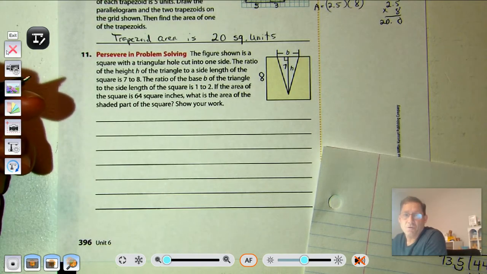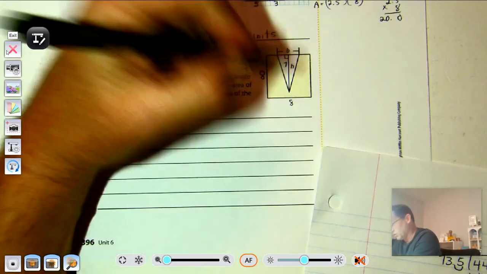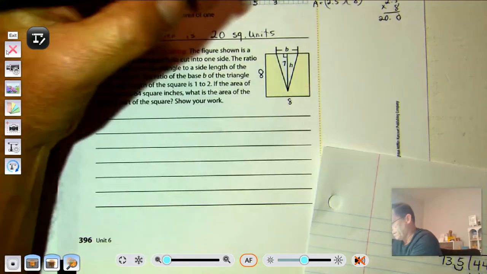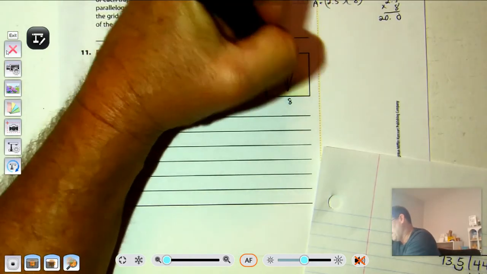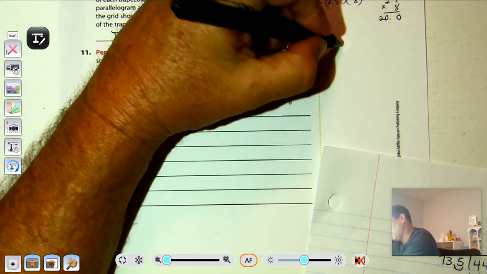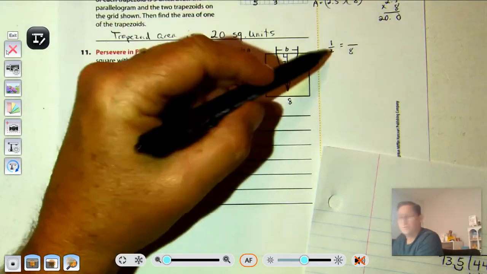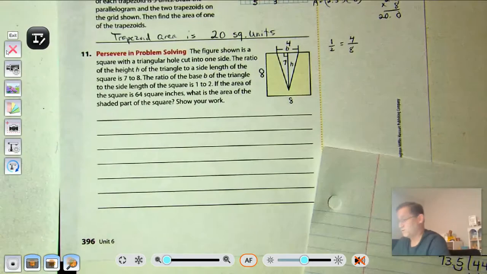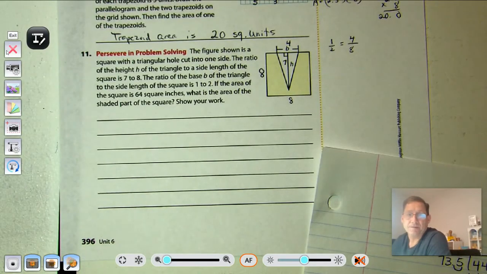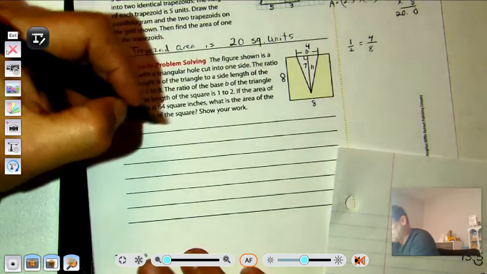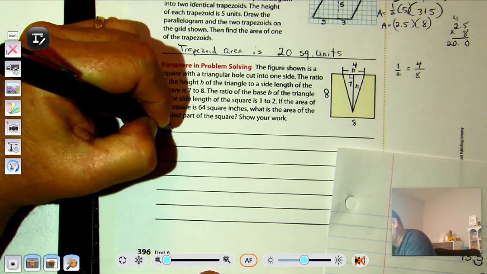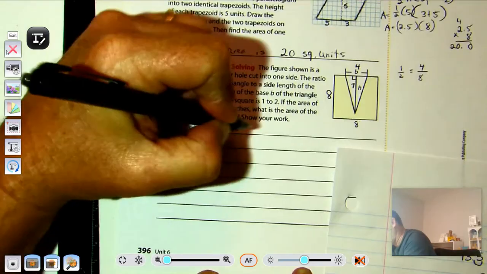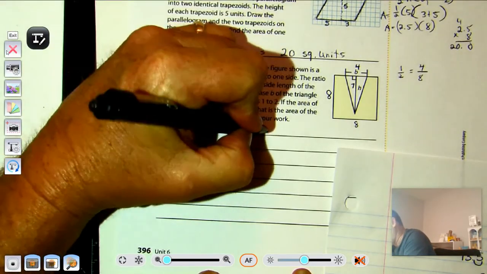The ratio of the base of the triangle to the side length of the square is 1 to 2. Well, this is a square, right? So if the ratio of this base is 1 to 2, then 2 times what is 8? 4. So the base of the triangle is 4. So the area of the square is 64 inches squared.